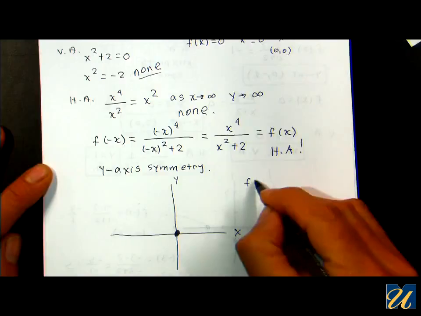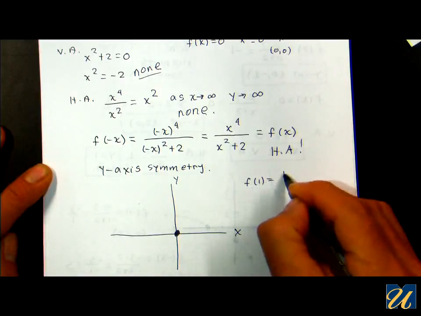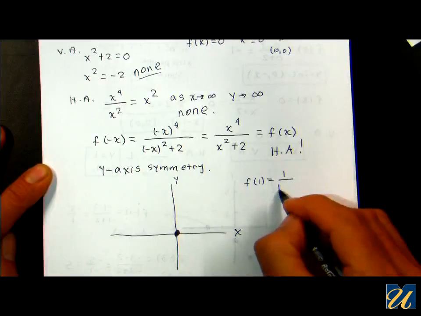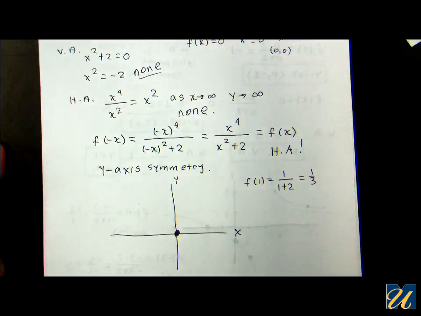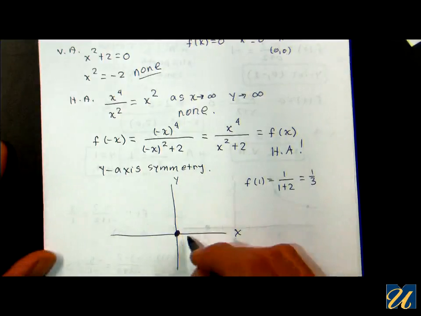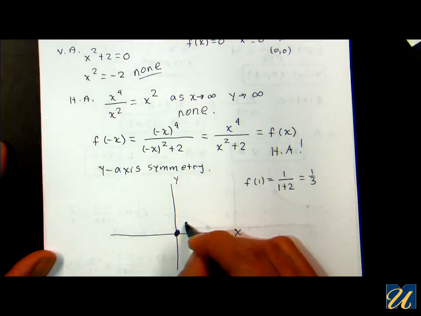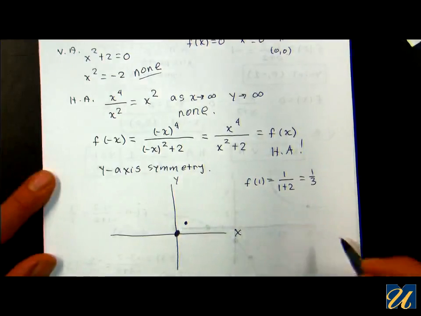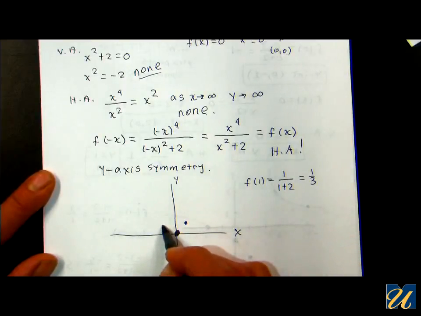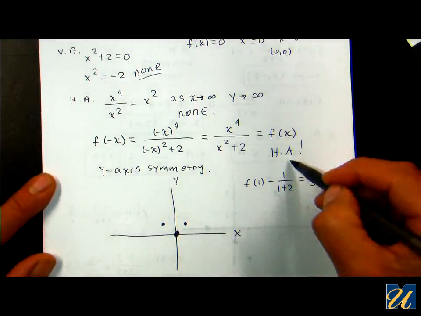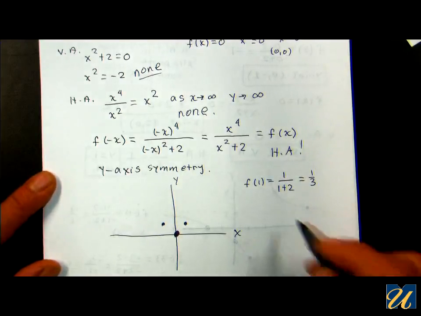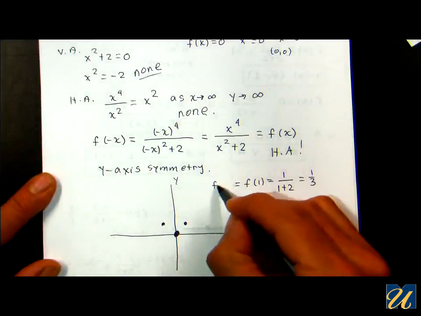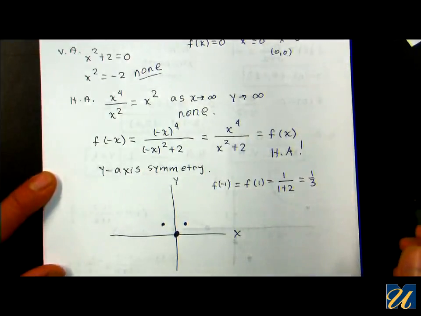Okay, let's say when x is equal to 1, what happens? We get 1 to the fourth is 1, divided by 1 squared is 1, plus 2. We get a third. Okay, so 1 gives us a third. 2 points. Oh, we have symmetry, so negative 1 would also give us a third. See, that's why I said, ha! That's an important revelation. So this is the same thing as f of negative 1, because we have symmetry.